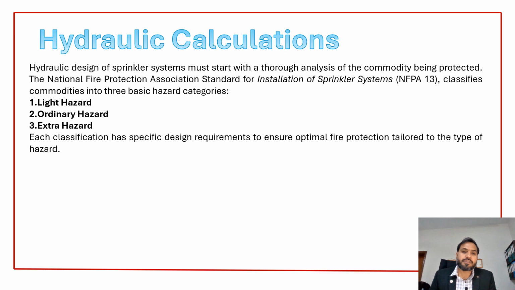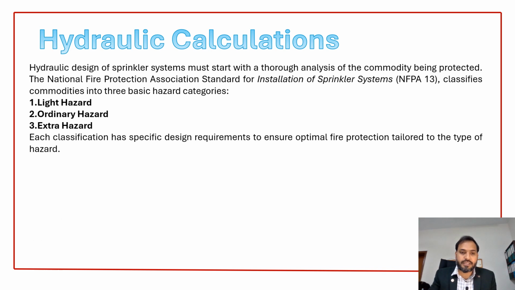Hydraulic design of a sprinkler system must start with a thorough analysis of the commodity being protected. Basically, the National Fire Protection Association standard for installation of sprinkler systems, NFPA 13, classifies commodities into three basic hazard categories: light hazard, ordinary hazard and extra hazard. Each classification has specific design requirements to ensure optimal fire protection tailored to the type of hazard.